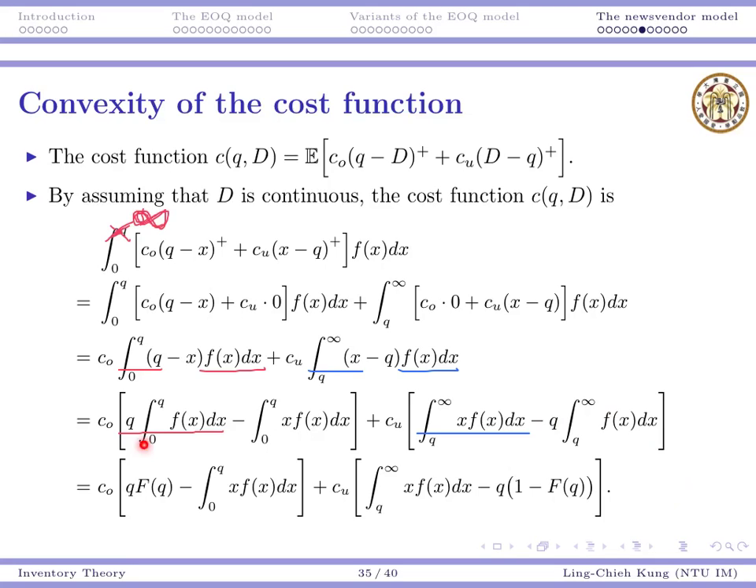The last step is the following. For this particular term here, we can see that this is exactly the definition of the CDF, right? Capital F of Q is asking what's the probability for D to be smaller than Q, and that's exactly an integral of the PDF. And then the second term remains identical. For the third term, it becomes this one. This is the same. And here, from Q to infinity, we know that's 1 minus F of Q. So we get this.